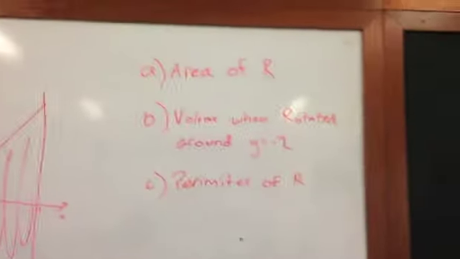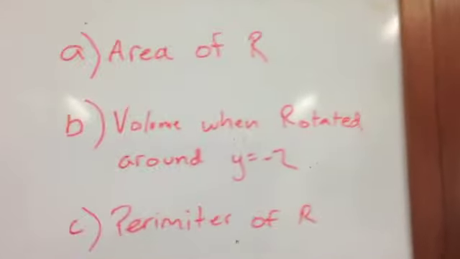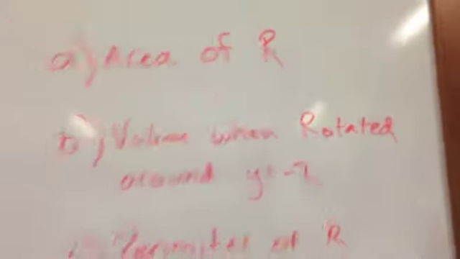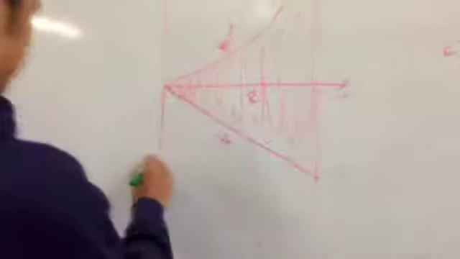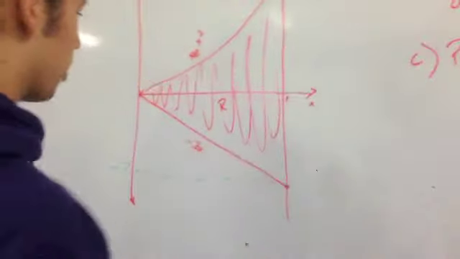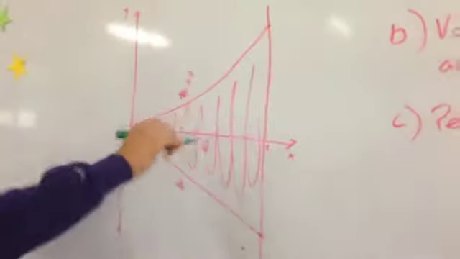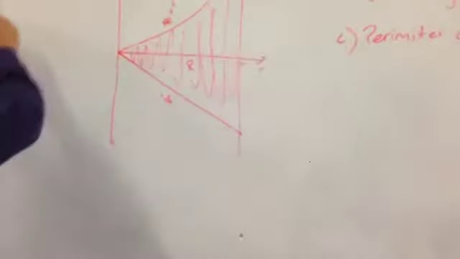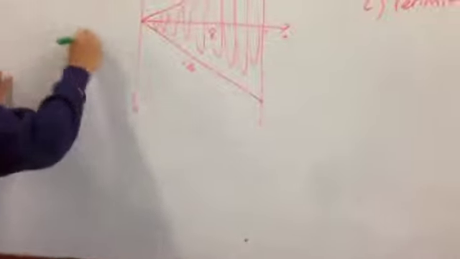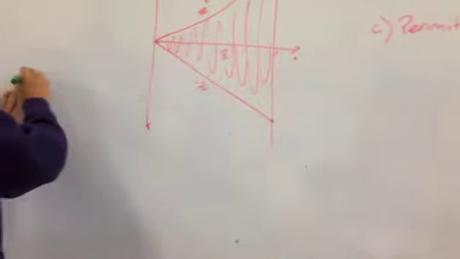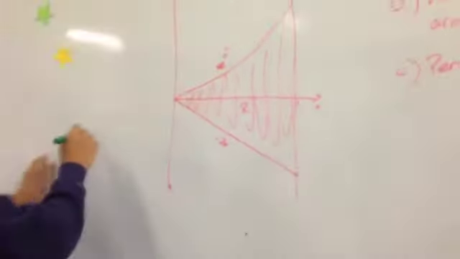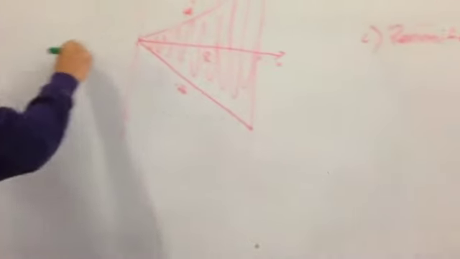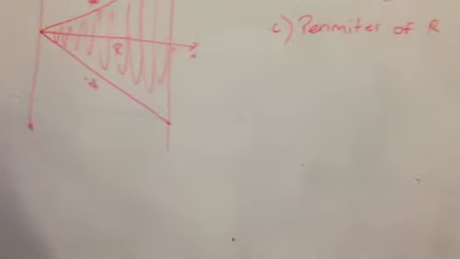Okay, so now question B asks us to write, but not evaluate, an integral expression that gives the volume of the solid generated when R is rotated around the horizontal line y equals -2. So this is -2. Basically, figure R has to be rotated around this line, and it would end up looking a bit like this, or a similar shape.